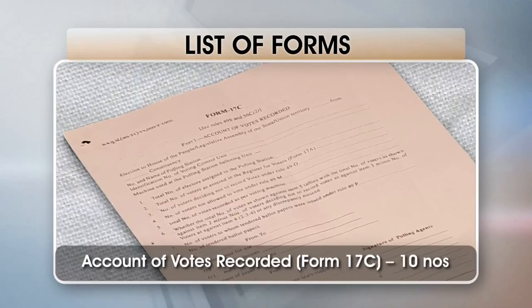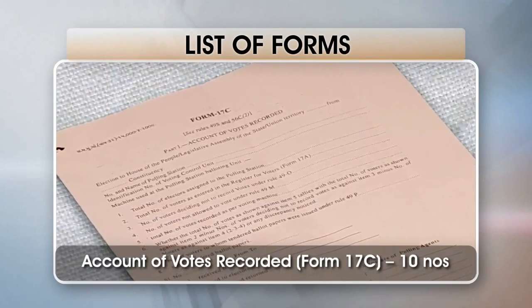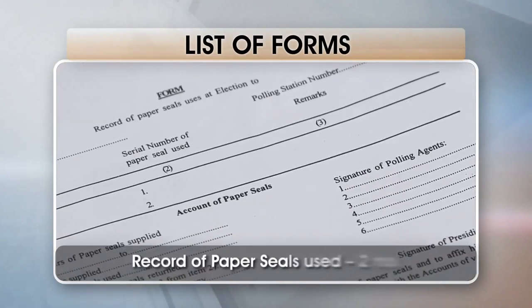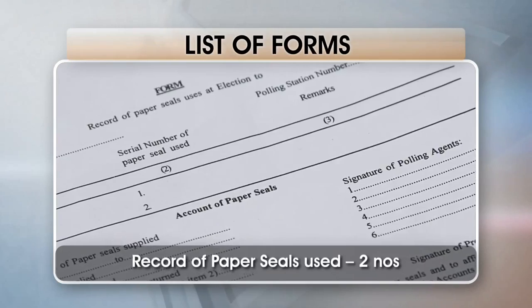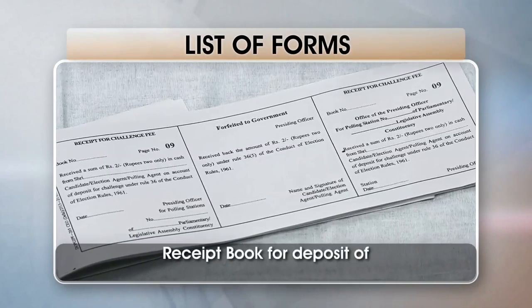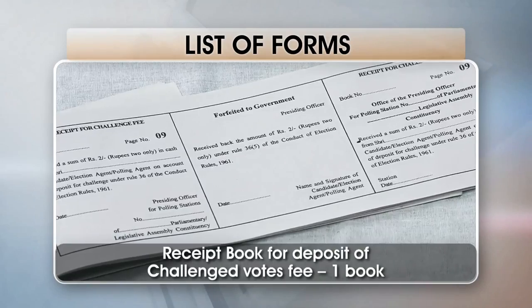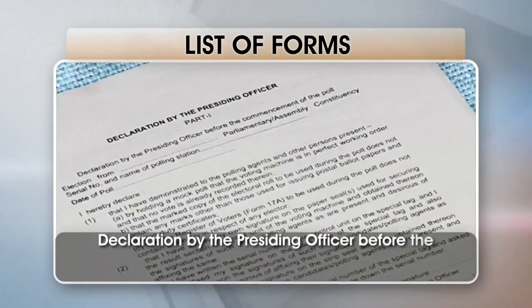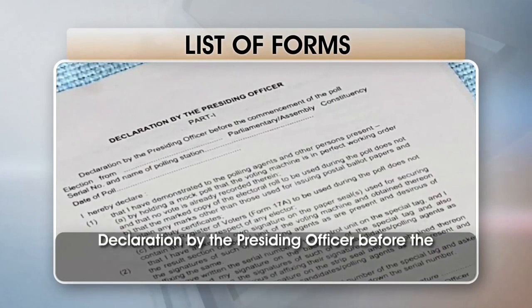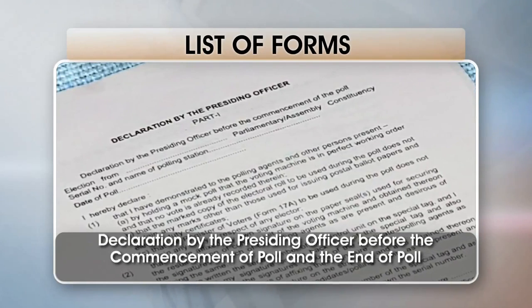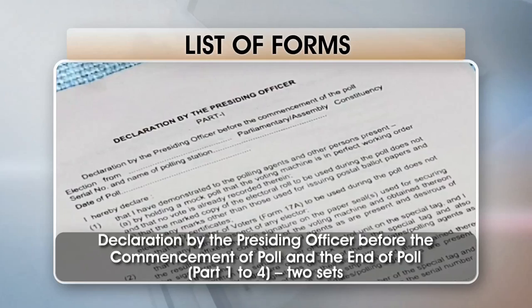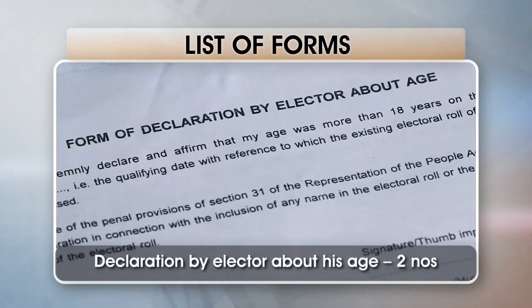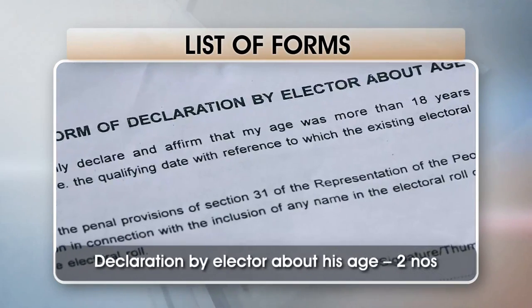Account of votes recorded, Form 17C, 10 numbers. Record of paper seals used, 2 numbers. Receipt book for deposit of challenged votes fee, 1 book. Letter to SHO, 4 numbers. Declaration by the presiding officer before the commencement of poll and the end of poll, Part 1 to 4, 2 sets. Declaration by elector about his age, 2 numbers.